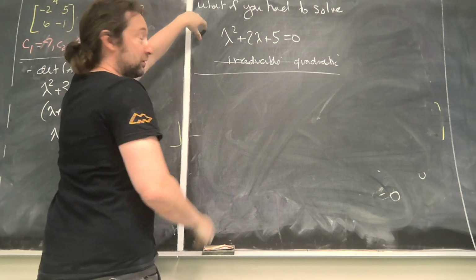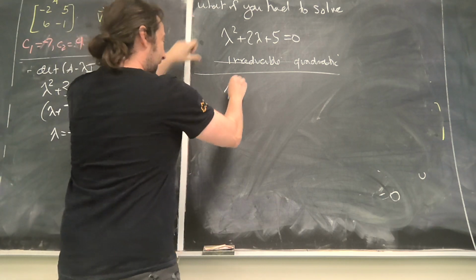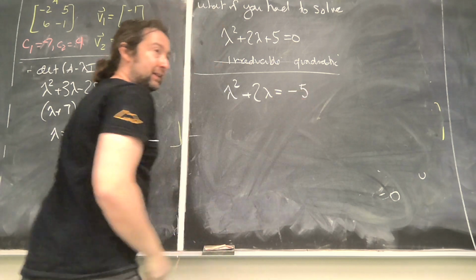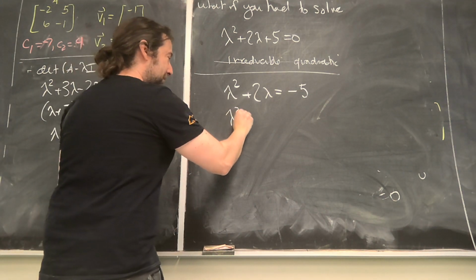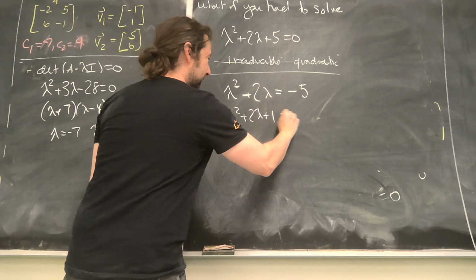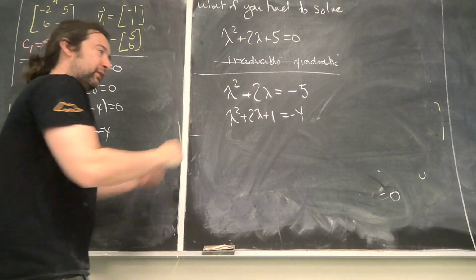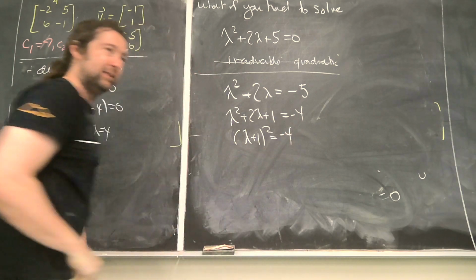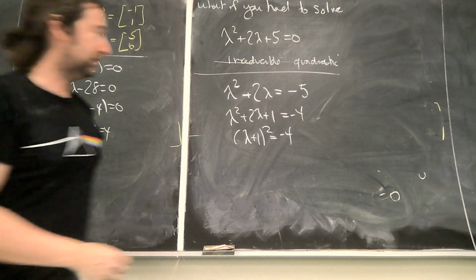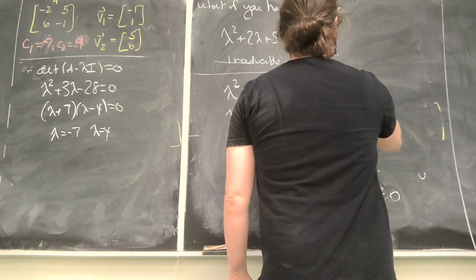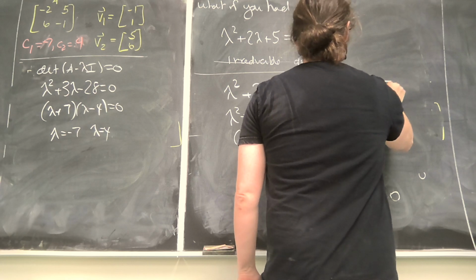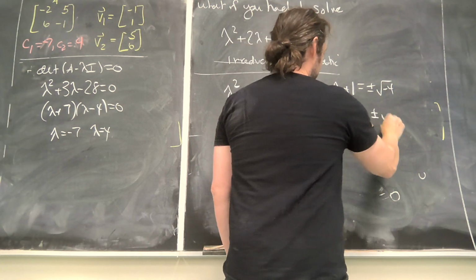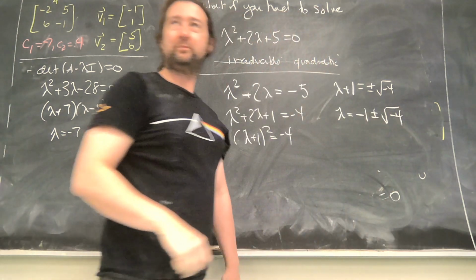If I solve this with completing the square, because I'm not insane, I would write lambda squared plus 2 lambda is equal to negative 5. And then I would add 1 to both sides to get lambda squared plus 2 lambda plus 1 is negative 4. And then I would factor this side to get lambda plus 1 squared is equal to minus 4. And then I square root both sides. Lambda plus 1 is equal to plus or minus the square root of negative 4. And so lambda is equal to minus 1 plus or minus the square root of minus 4.